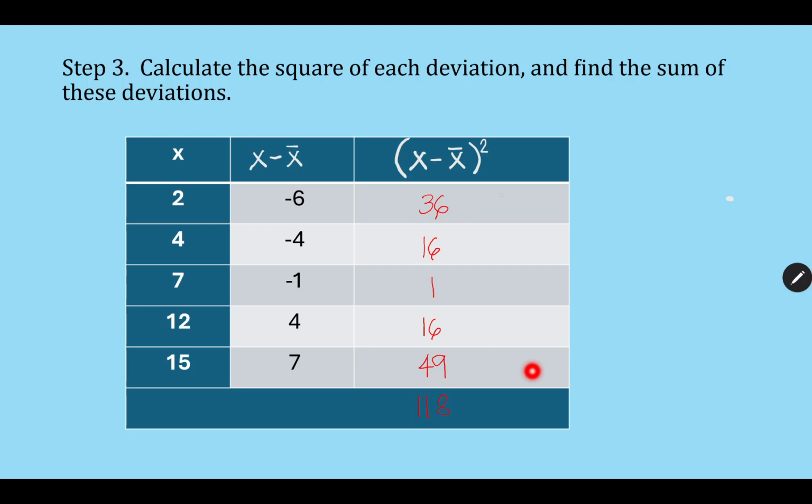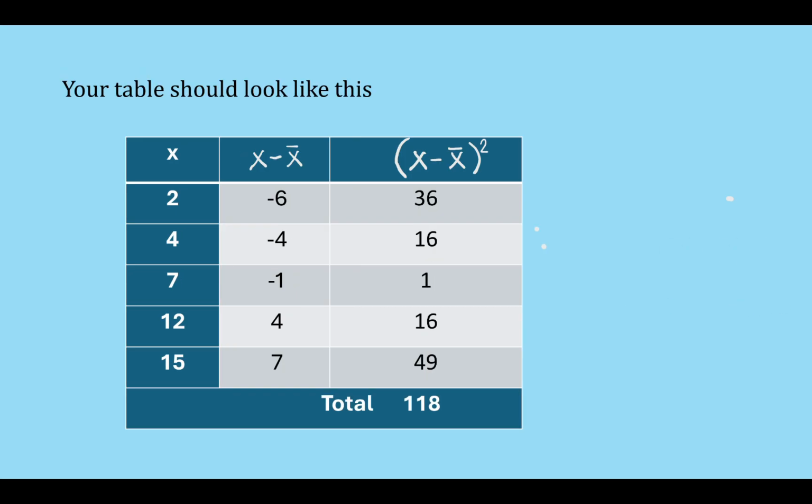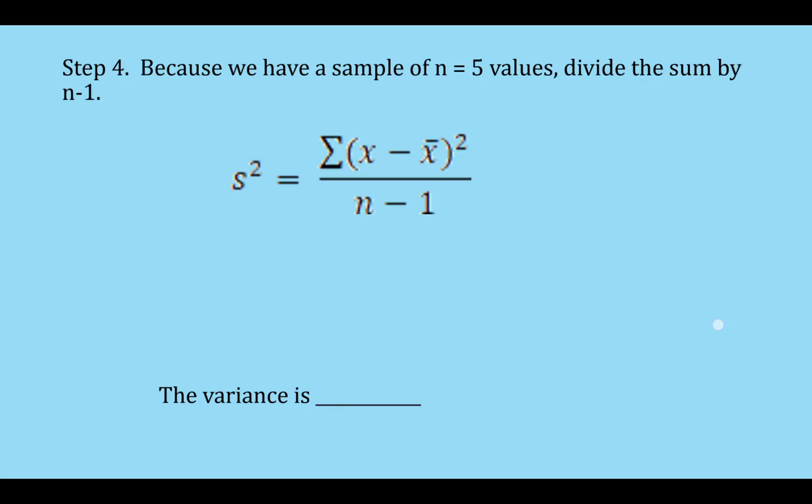Okay? Again, 36 would be negative 6 squared. 16 would be negative 4 squared. 1 is negative 1 squared. 16 is 4 squared. And 49 is 7 squared. Okay? So, your table now should look like this. Now we have this one.